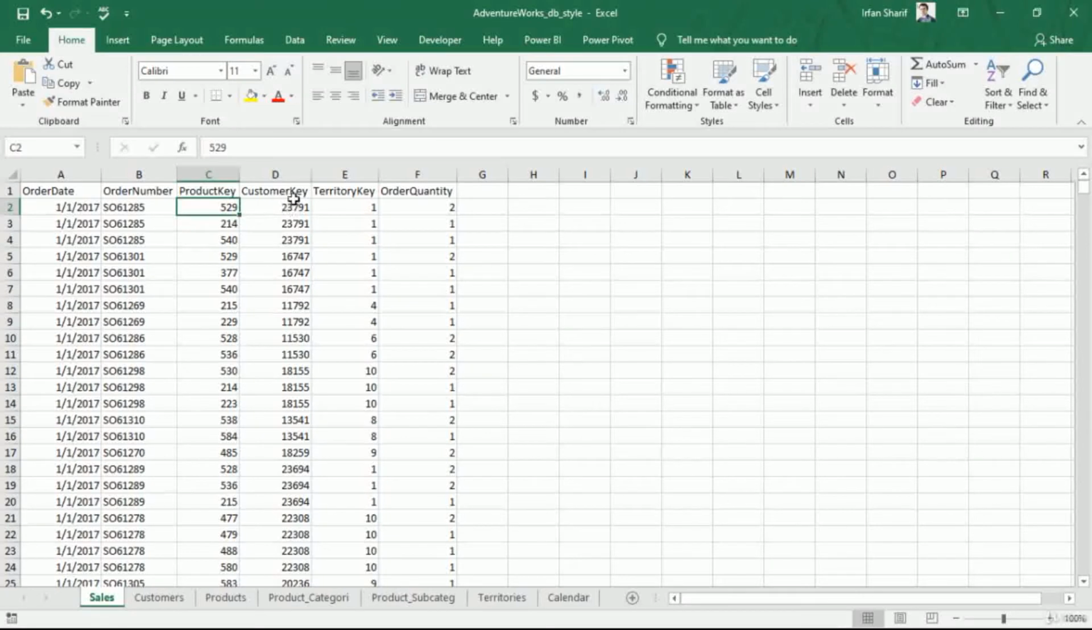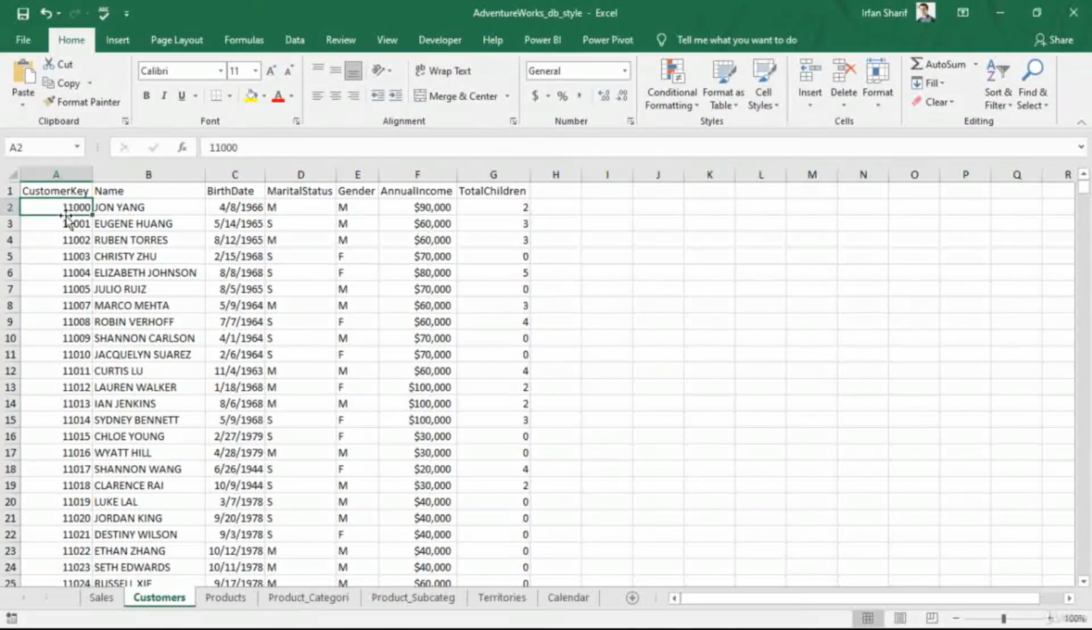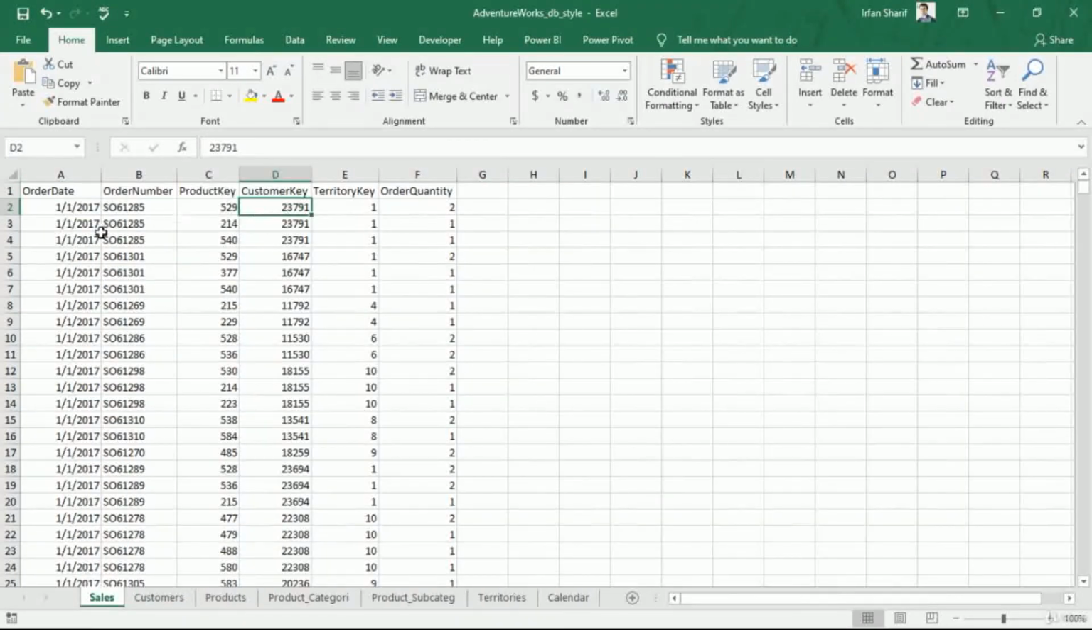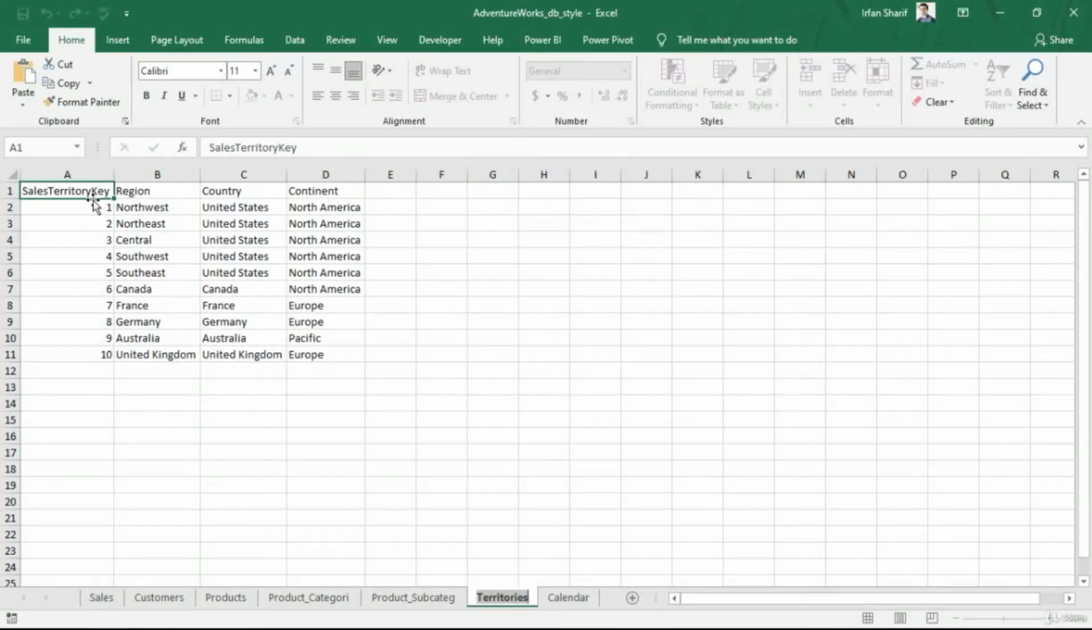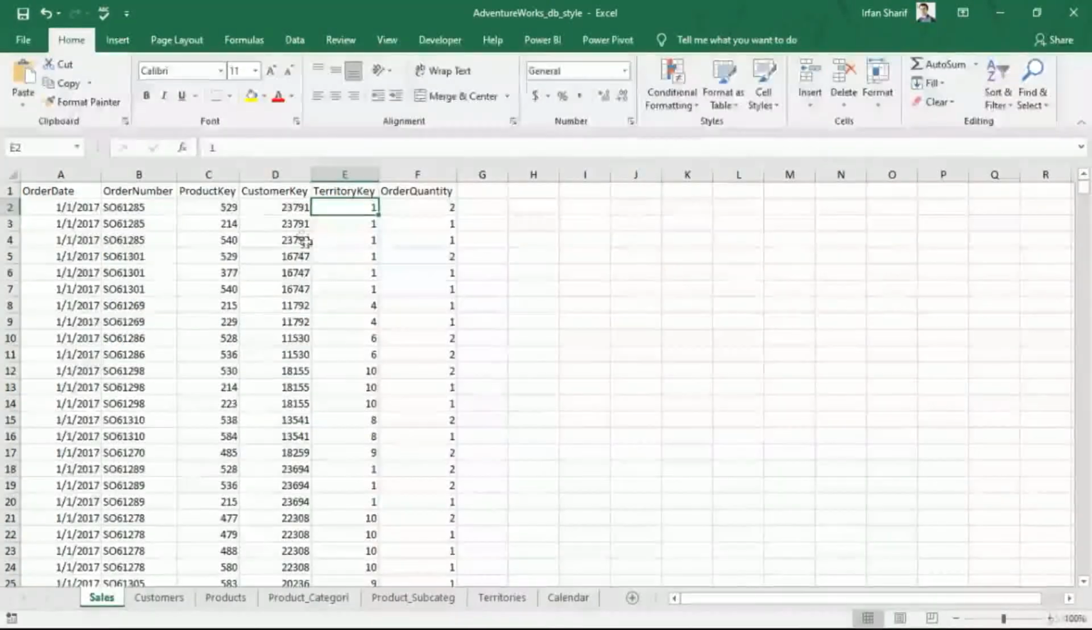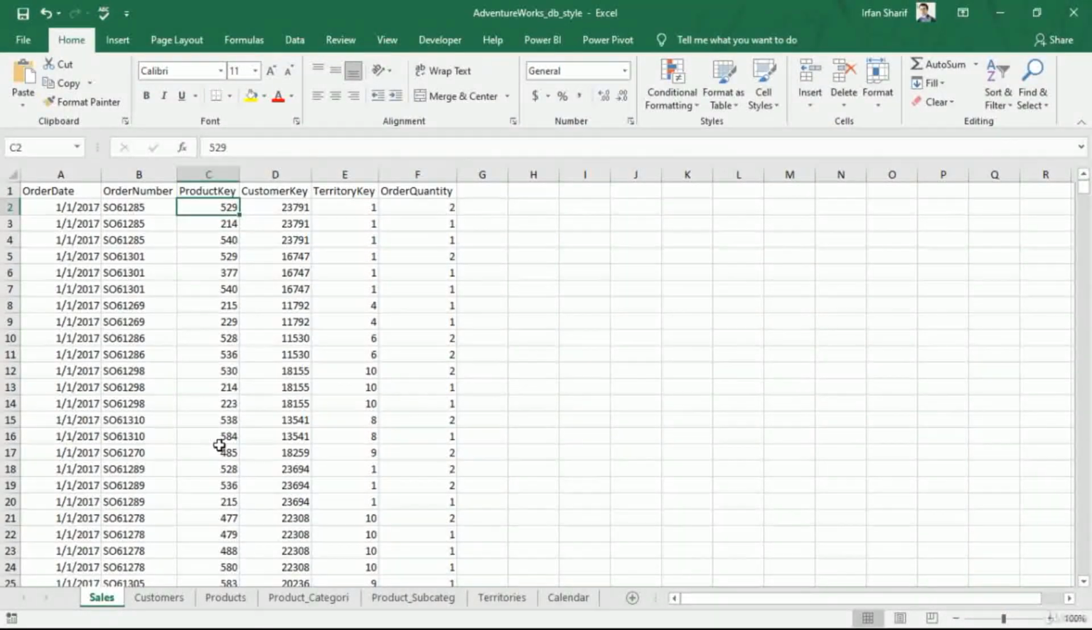So let us say we have this customer key here. If I go to the customer sheet, we can find the complete information. So we have the customer key. We can find the name and their date of birth and the marital status, gender, annual income, and children. So even in this Excel file, we have all the information about customers. Let me show you territory. If I go to the territories sheet here, you can see that we have the information available about region, country, and continent. So the same information is available in this sheet as well, but that is scattered on multiple sheets.